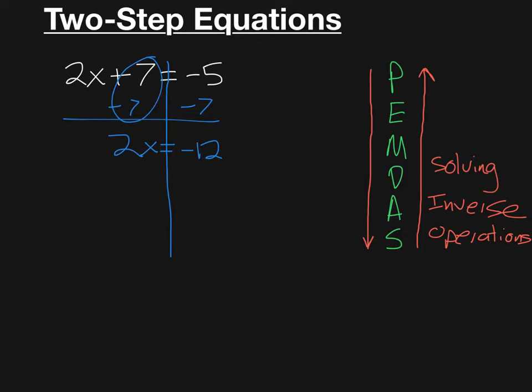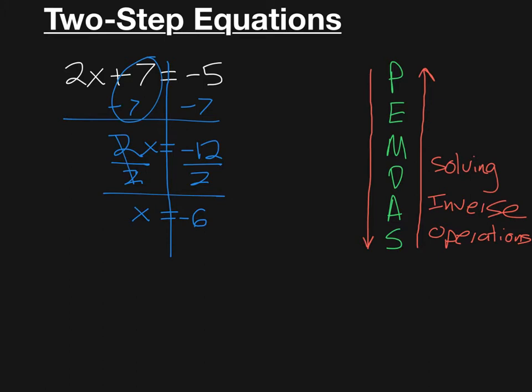Now we only have one operation left, and that's multiplication. So that's the second operation we're going to take care of after addition. To undo multiplication, the inverse operation is division. We divide by 2, and we divide by 2. 2 divided by 2 is 1. We're left with x equals negative 6.